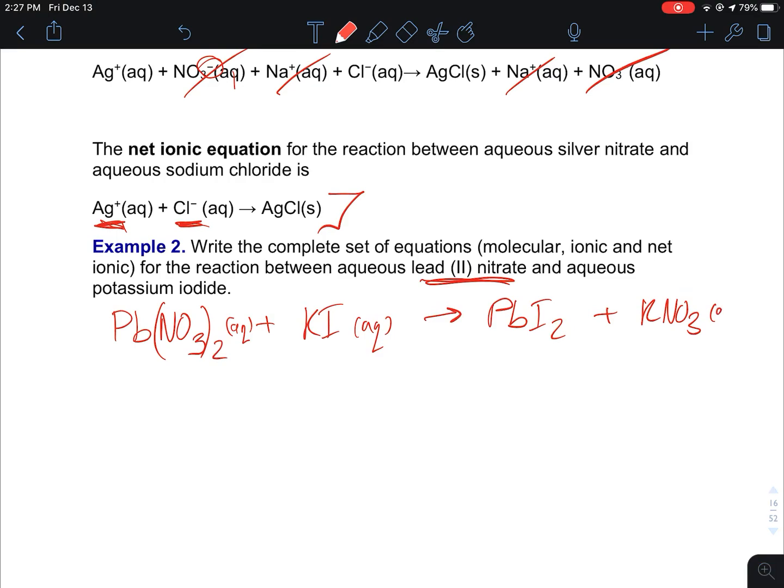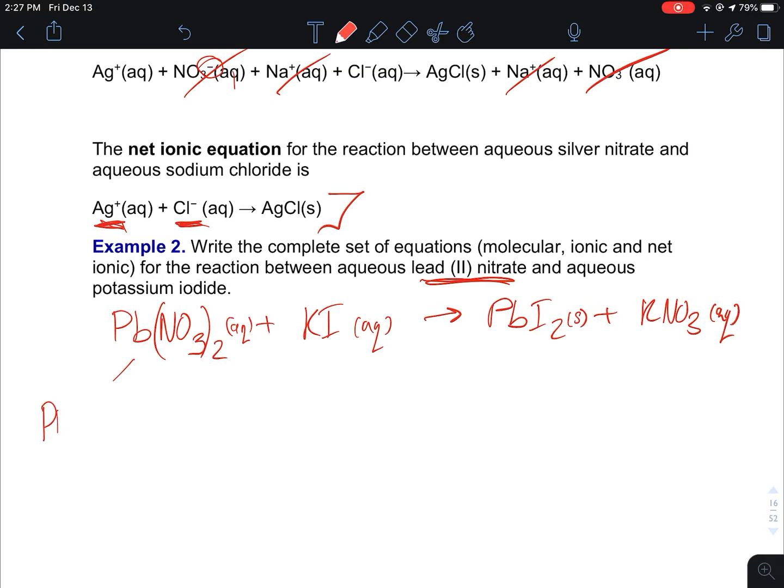So if we go and look up our rules, we'll find that anything with a first row metal, an alkali metal, is going to be soluble, so we can write aqueous, and anything that mixes with halides is soluble except for lead and a couple of other compounds. So here is our molecular equation. Let's write out the ionic equation.